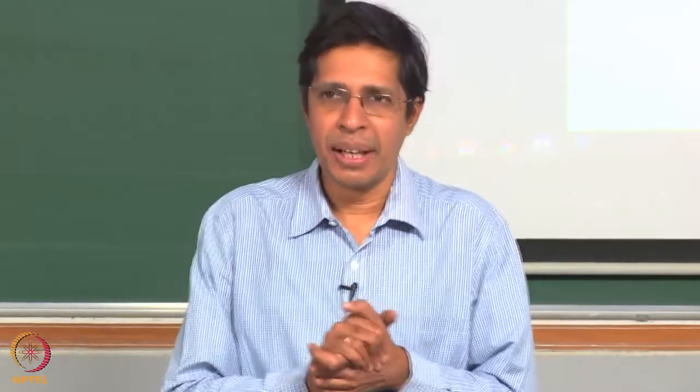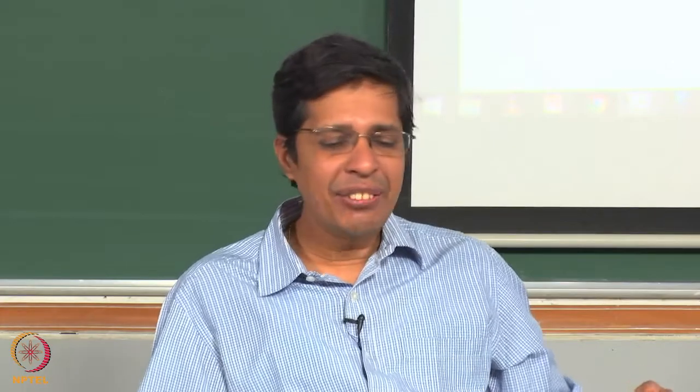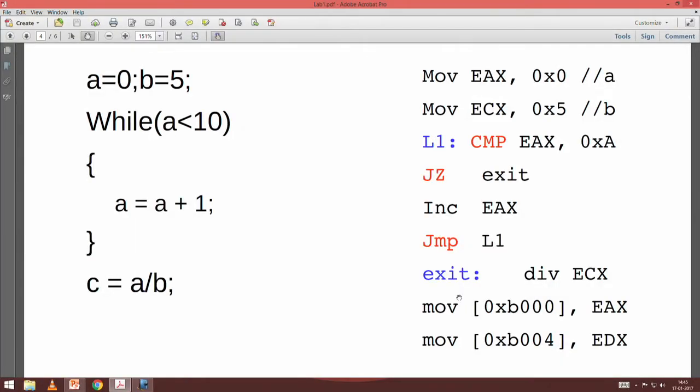Okay. So, now when we come to exit, we do a division, right. I say div ECX, because B is mapped onto ECX. Now what have we done? We are only giving the denominator here. Where is the numerator? Where is EAX? You have to do EAX by ECX, right. EAX is storing A, ECX is storing B. I should do EAX by ECX, right.